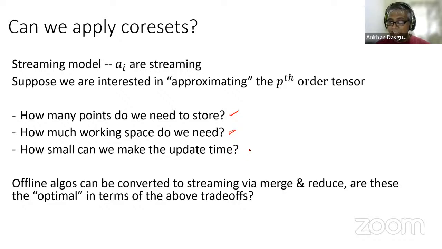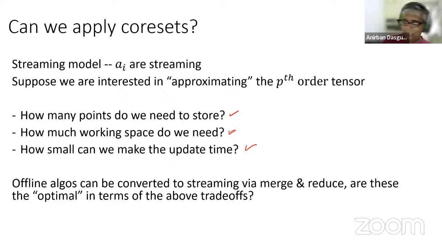Number 3 is that, again, because it's streaming, when a new point comes, you need to update your set quickly. You need to decide quickly whether to take this point into your coreset or not. And that's what I call update time. How small can we make this update time?